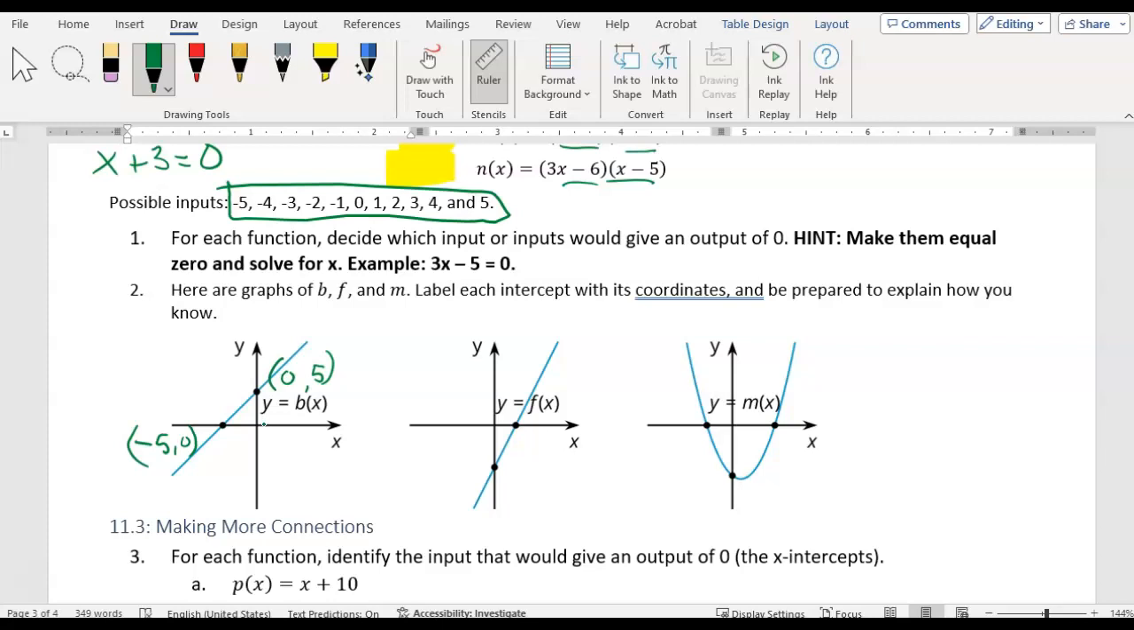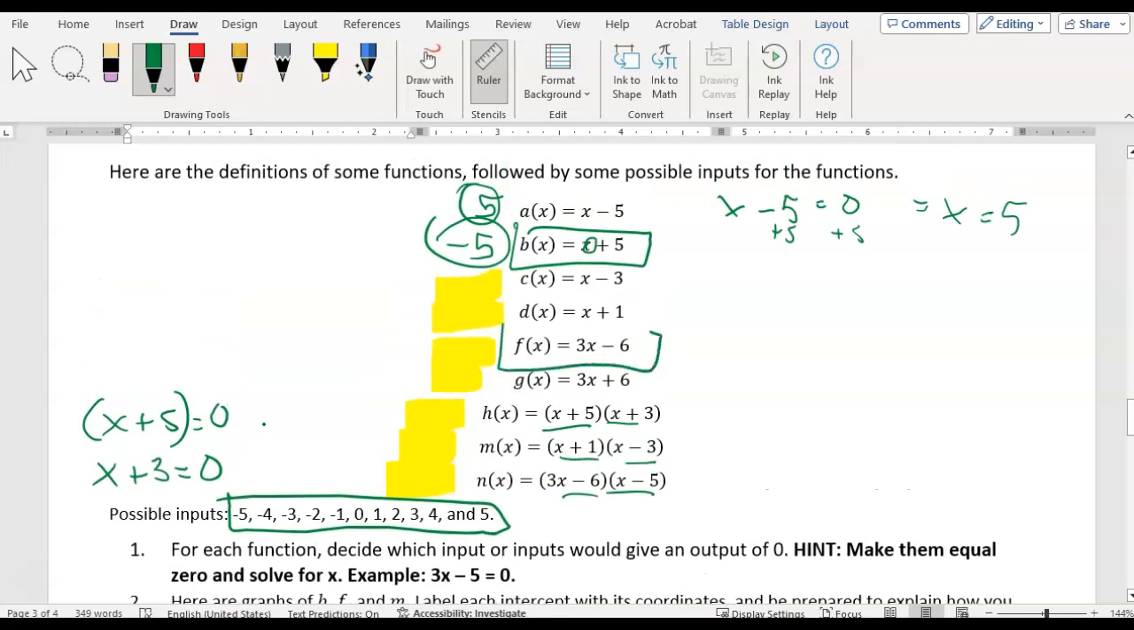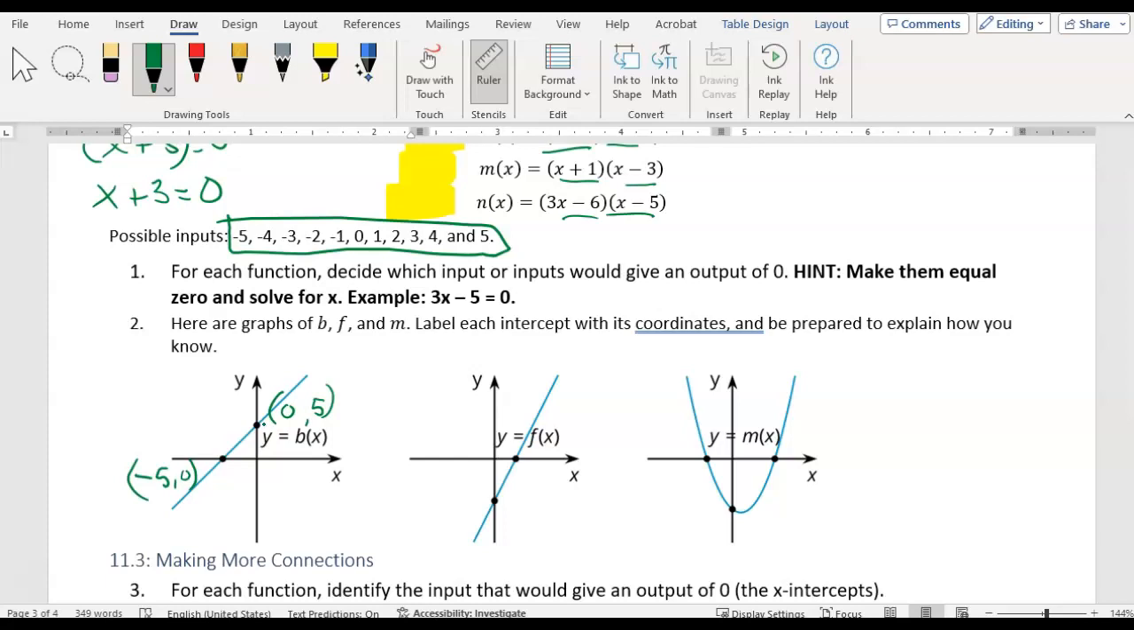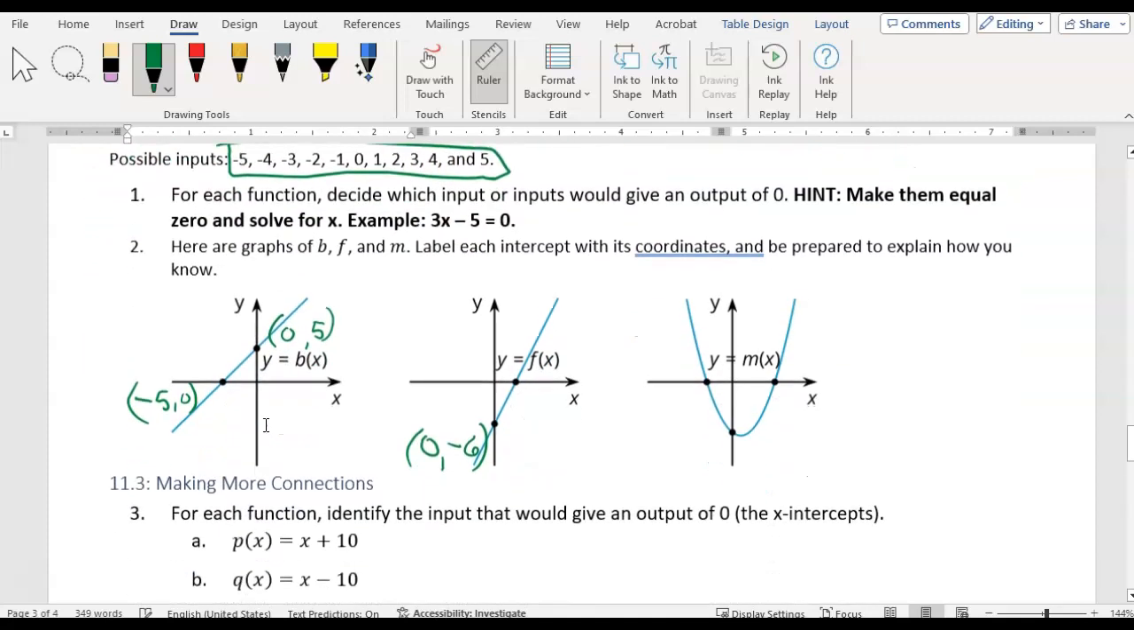All right. Here we're looking at F. That's this one right here. And so you might recognize immediately negative 6 is your y-intercept. So this is 0 comma negative 6 because that's your constant in that equation. And then our x-intercept is what would make this 0. So 3x minus 6 equals 0. 3x equals 6. X equals 2. So our x-intercept is 2 comma 0.